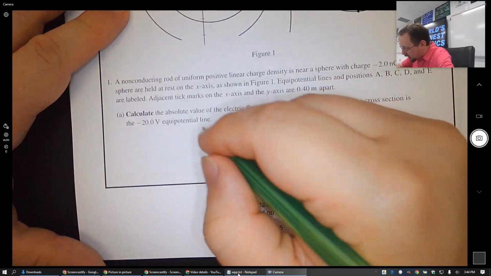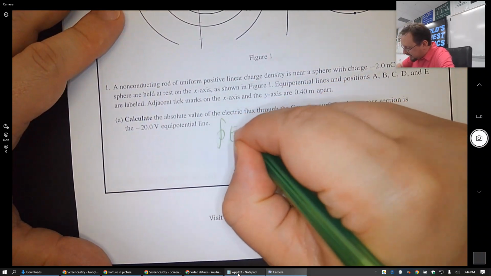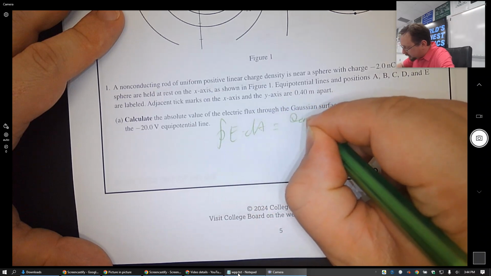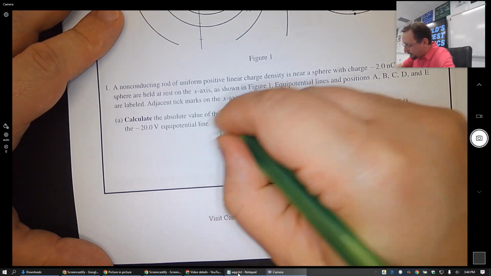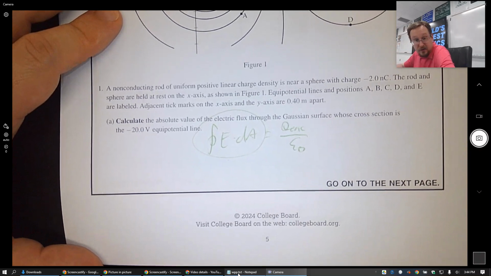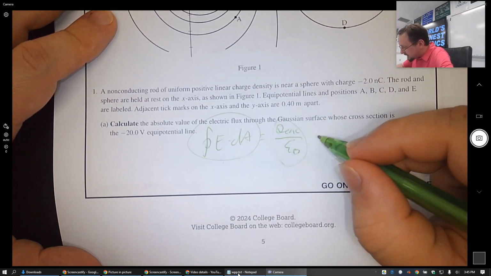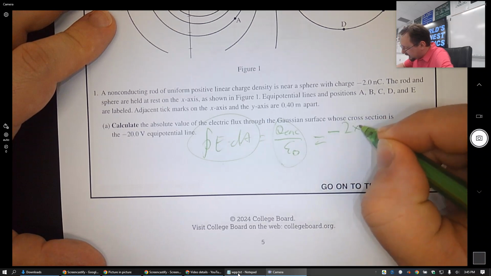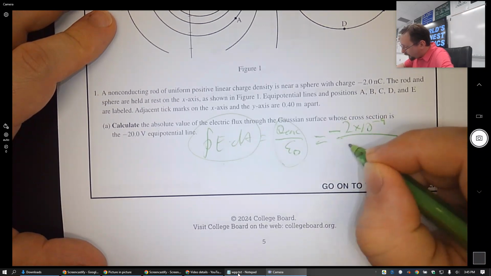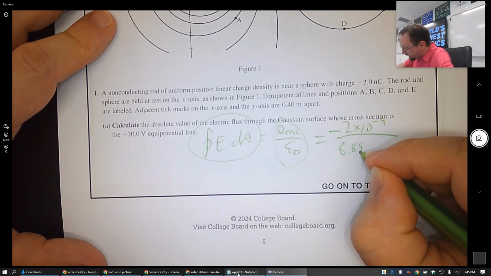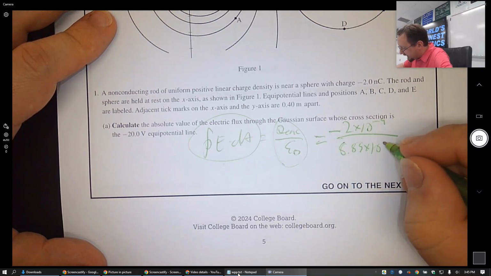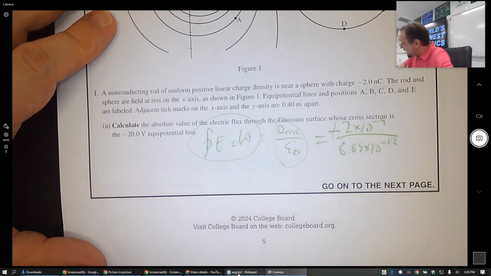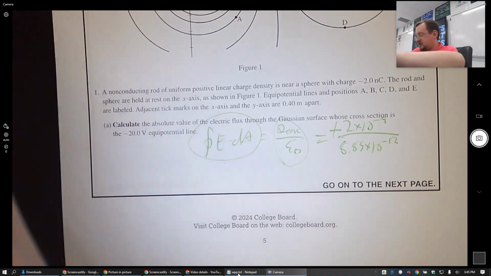Well, Gauss's law says integral E dot dA equals Q enclosed over epsilon naught. This is electric flux. That's what electric flux is. So that means this is going to be negative 2 times 10 to the negative 9 over epsilon naught, 8.85 times 10 to the negative 12. And they said absolute value, so that means forget your sign.